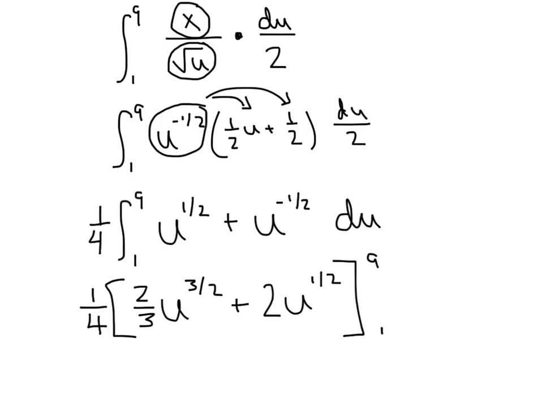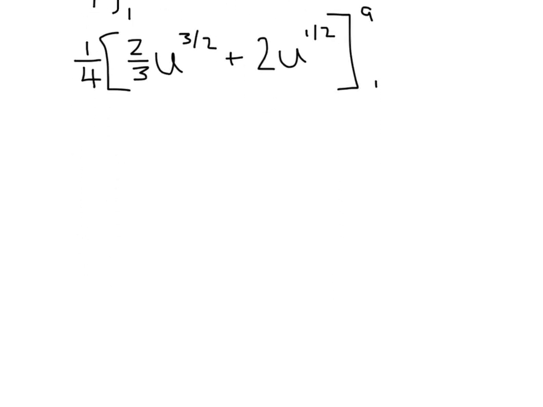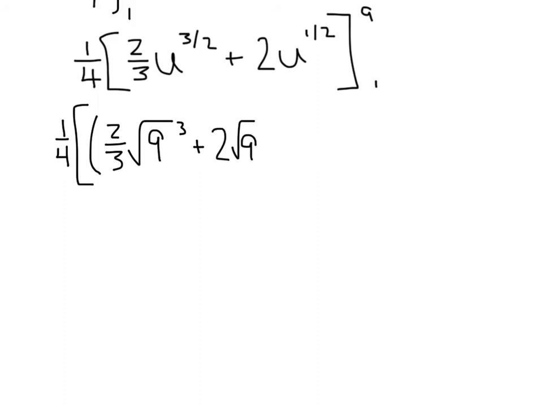Notice how I just left the 1/4 all the way out front. Now what I need to do is plug in the 9. So that's going to be 2/3 times the square root of 9 cubed plus 2 times the square root of 9, minus 2/3 times the square root of 1 cubed plus 2 radical 1.